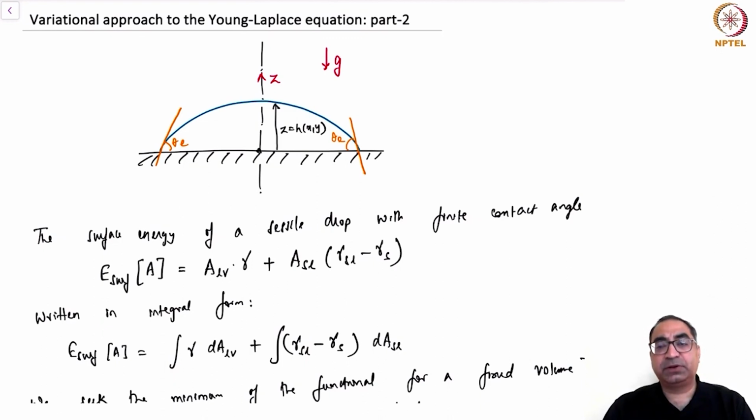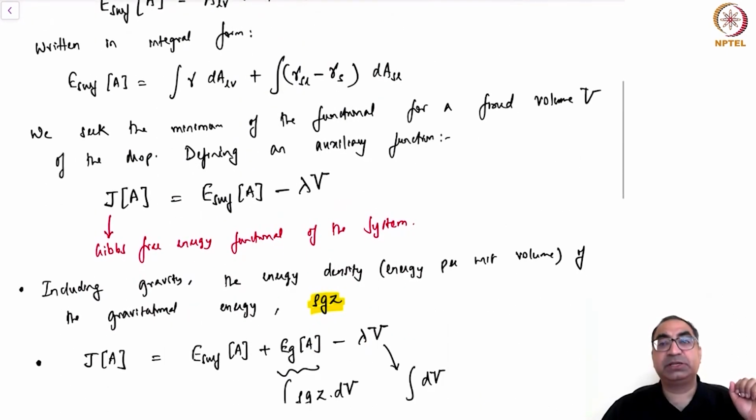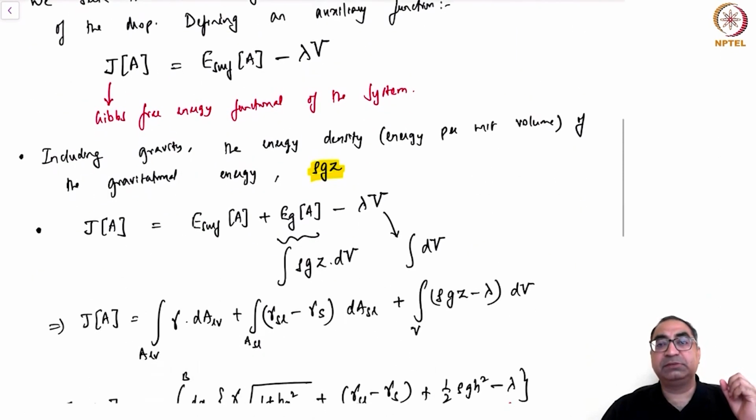We wrote down an expression for the total energy. This includes the surface energy, then the gravitational potential energy, and finally we also imposed a volume constraint. So the total energy functional that we want to minimize, the auxiliary function, is a combination of the surface energy, the gravitational potential energy, and the volume constraint imposed using the method of Lagrange multipliers. We then wrote down an expression for each of these quantities in integral form. We've restricted the analysis to 2 dimensions only to keep the analysis simple, to reduce notational effort.